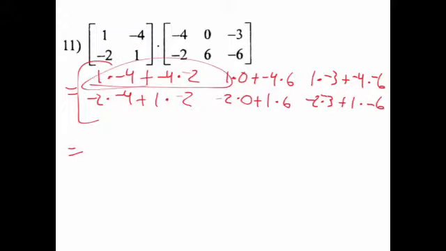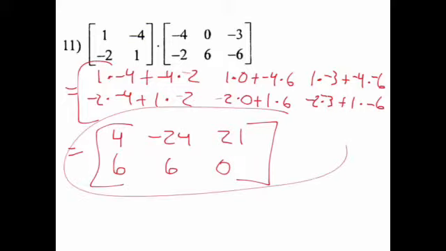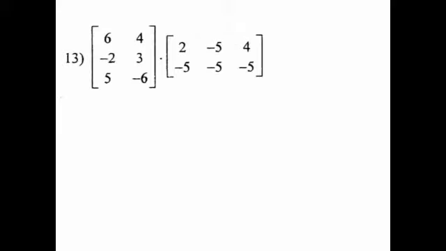Now I'm going to do these calculations. That's negative 4 and positive 8. Negative 4 and positive 8 is going to give me positive 4. 0 and negative 24 gives me negative 24. Negative 3 and positive 24 is going to give me positive 21. Positive 8 and negative 2 makes 6. 0 and 6, when you add them, are going to give you 6. And then positive 6 and negative 6 are going to add to give you 0. And this is my resulting matrix. Yay! Moving on to 12.